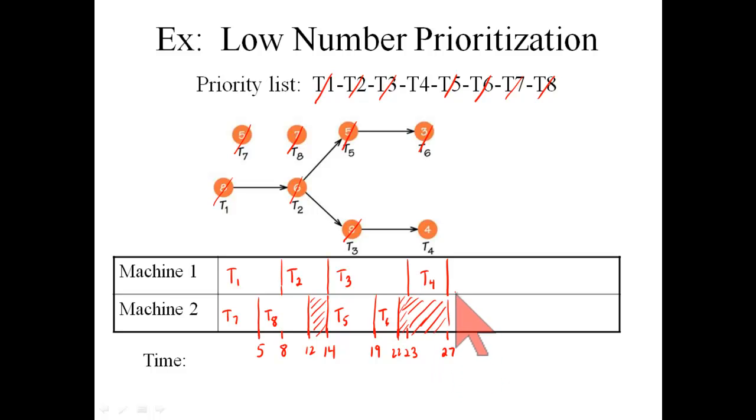And finally, at time 27, machine 1 finishes task 4, and the entire job is completed in 27 minutes for the overall completion time. That's what happens with this priority list applied to the problem with this order requirement diagram. This now is the schedule that shows exactly which machine will be working on which task at which time.